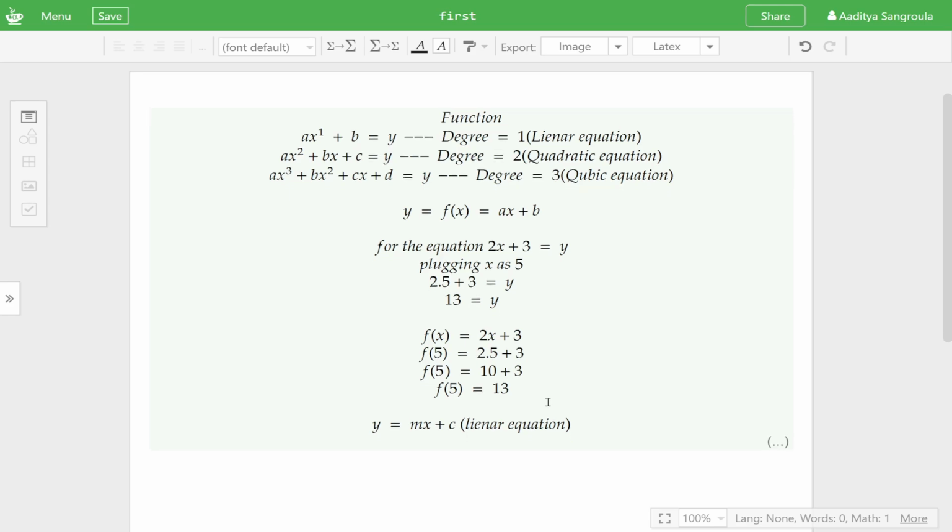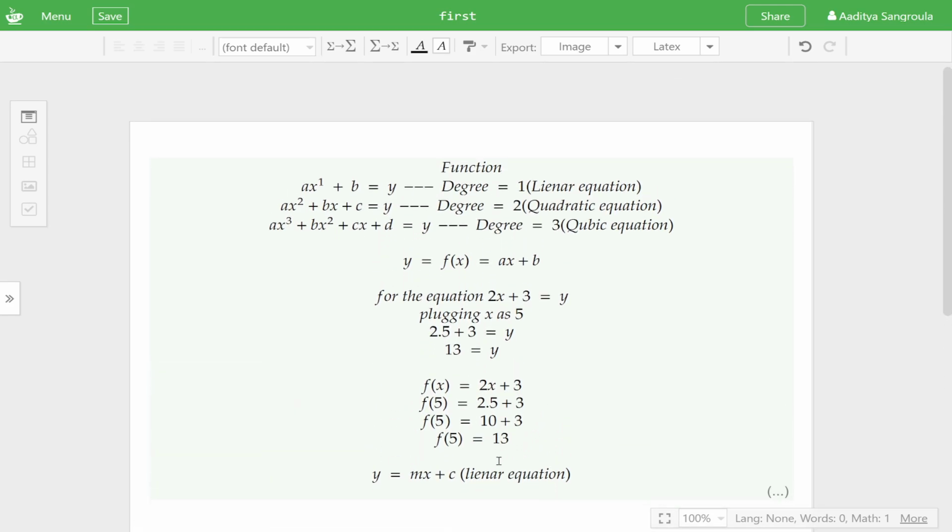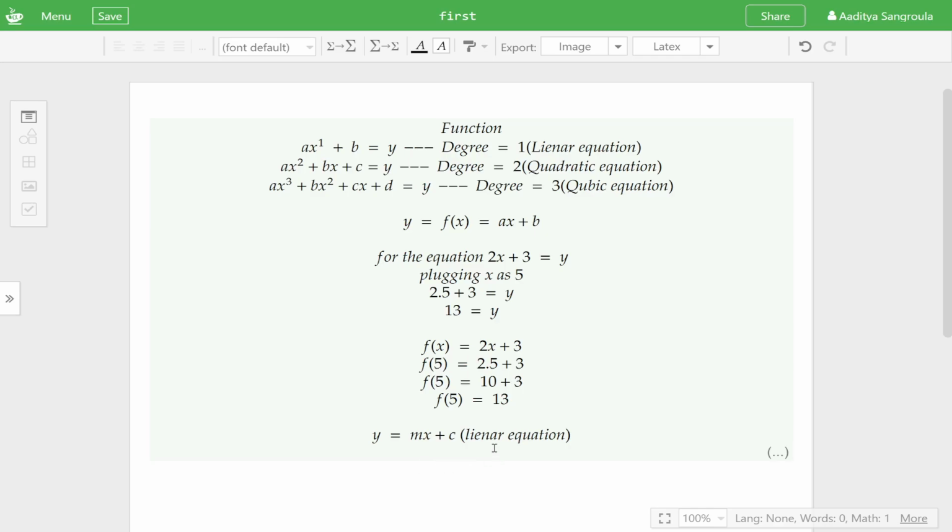Any kind of equation in terms of any type of variable with the highest degree of polynomial equal to 1 is a linear equation. And its graph, when you plot it, becomes a straight line. So that's the basic thing. You can call it f of x equals mx plus c.